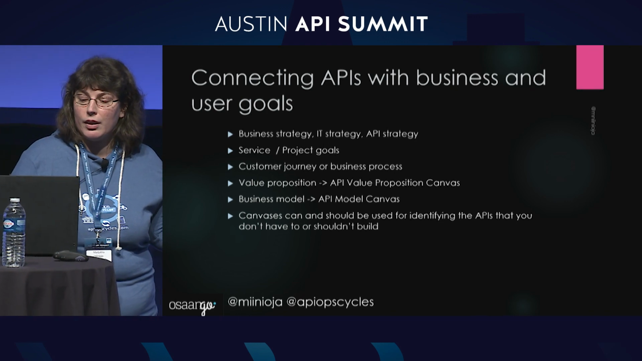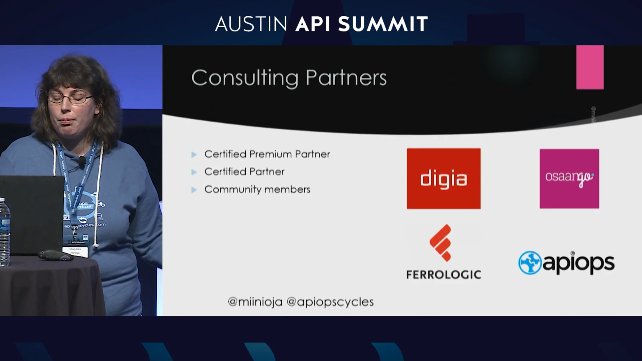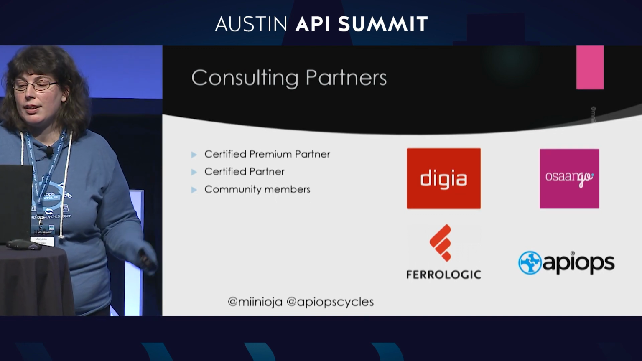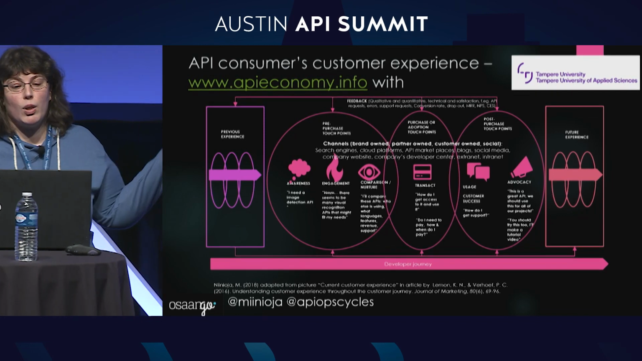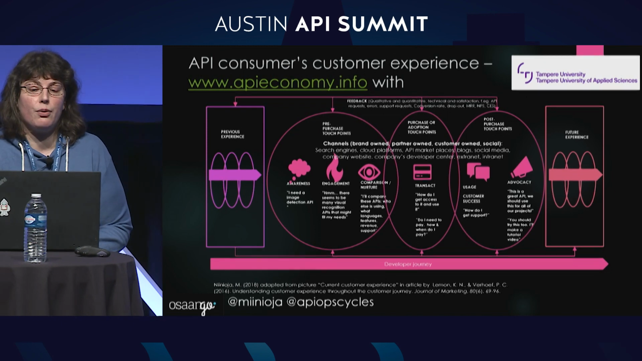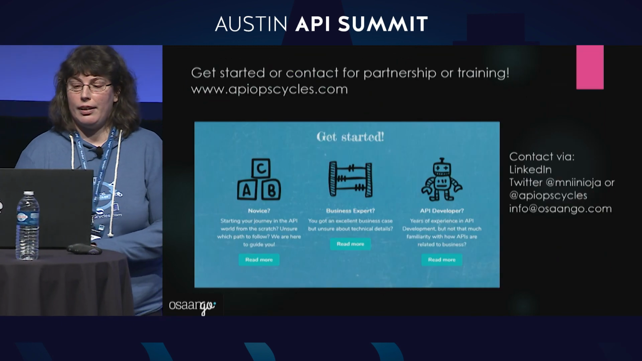Just going through this, we have some partners with the method. You are free to join, you are free to use it. Please let us know if you want to use it. And we also offer training. One piece of training is APIeconomy.info, which was built with Tampere University. And it actually has 1 credit left.